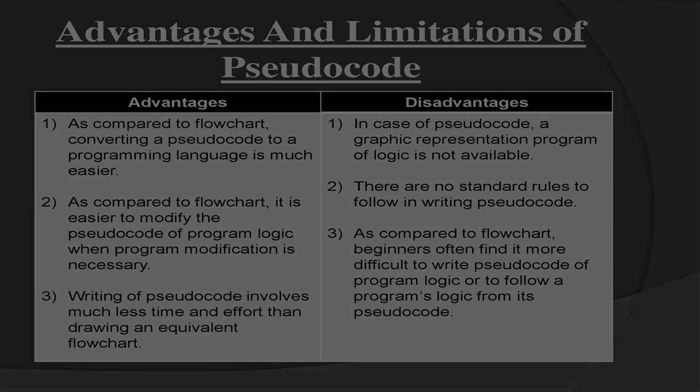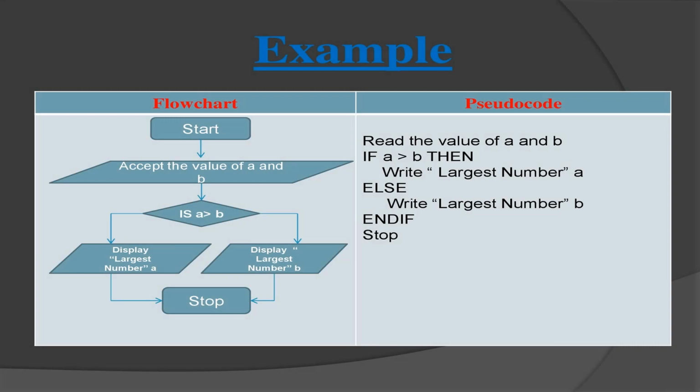So here is an example of a flowchart and pseudocode to find the largest of two numbers. Here you can see the flowchart is written with the proper symbols while the pseudocode is written in simple English language. This is the major difference between the flowchart and the pseudocode.